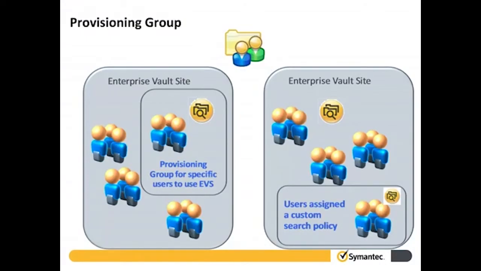A search provisioning group identifies the users and user groups to assign a search policy for Enterprise Vault Search. Typically, set up custom provisioning groups in either of the following cases. To make Enterprise Vault Search available to selected users or groups in an Enterprise Vault site that you have yet to upgrade to use Enterprise Vault Search. Or, if Enterprise Vault Search is enabled in the site, to assign a custom search policy to selected users or groups.